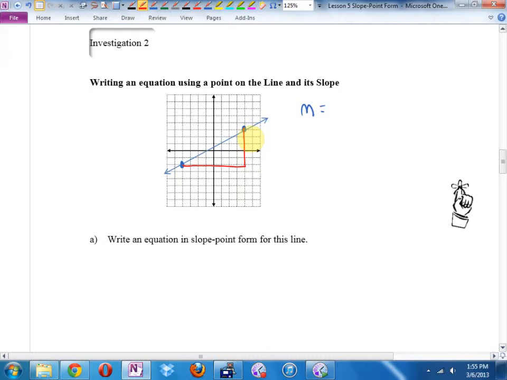What's the rise? 1, 2, 3, 4, 5. What's the run? 1, 2, 3, 4, 5, 6, 7, 8. Does that reduce? No. So if I wanted to write this as an equation, here's my template: y minus y1 equals m bracket x minus x1.